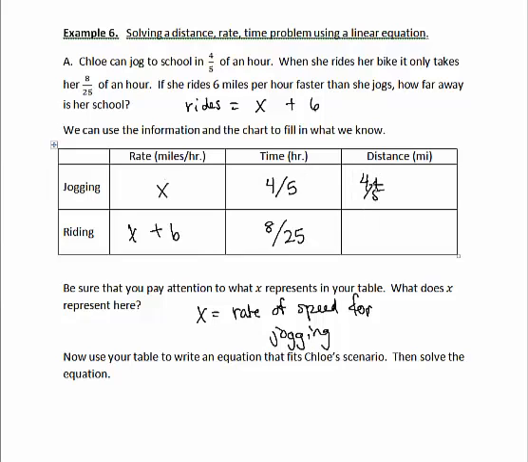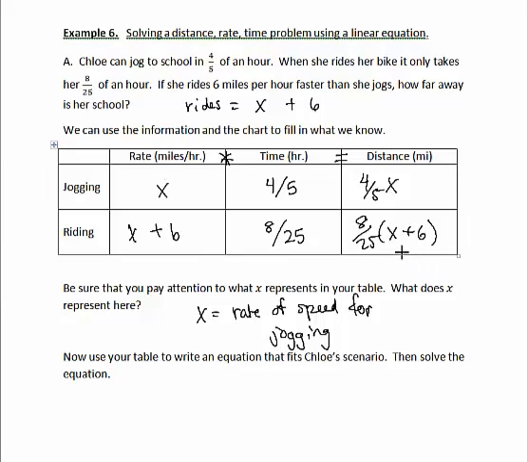So at this point, to get the distance, as in the formulas above, we said rate times time equals distance. So 4/5 times x is the distance that she jogs, and then 8/25 times x plus 6 is the distance she rides. And so we've completed our table, and now we're going to try to figure out how these two distances are related in order to come up with our equation.